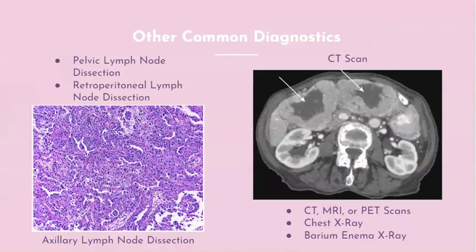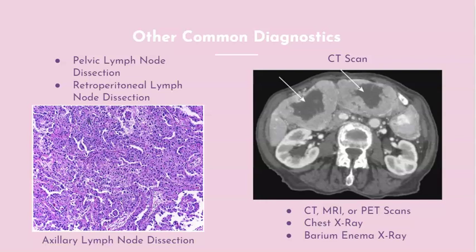So some other common diagnostic tools that would typically be used to see whether or not the cancer had metastasized would include doing a pelvic lymph node or retroperitoneal lymph node dissection to see whether or not there was metastasis in the pelvis or the abdomen, and then doing a CT scan, MRI, or PET scan, or other types of x-rays to see if there was metastasis to other major organs.